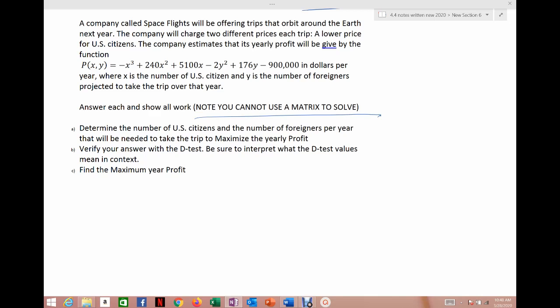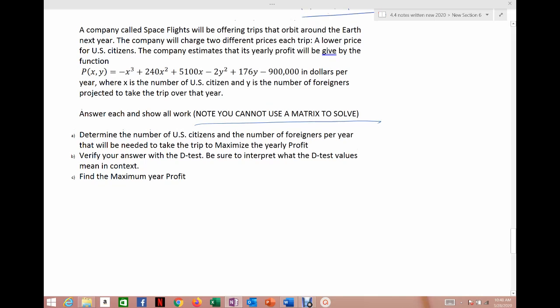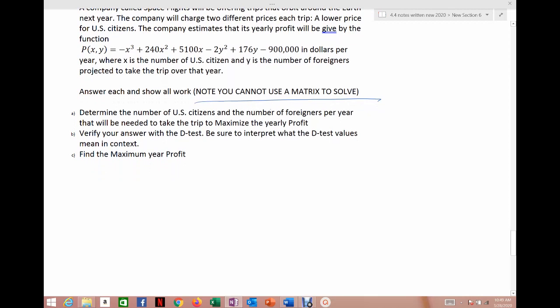A company called Spaceflight is offering trips to orbit around the Earth. The company will charge two different prices, a lower price for U.S. citizens. The company estimates the yearly profit will be given by the function P of x, y, where x represents the number of U.S. citizens and y represents the number of foreigners projected to take the trip.